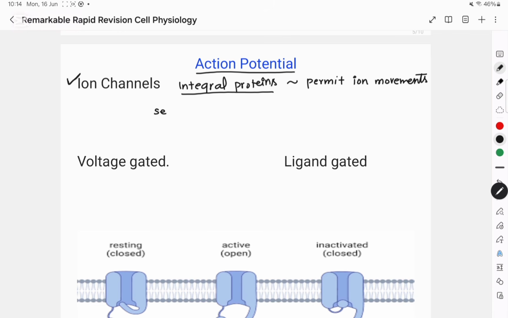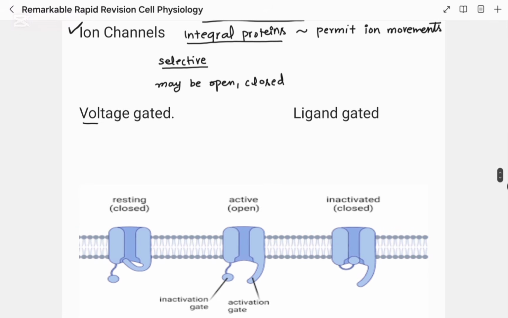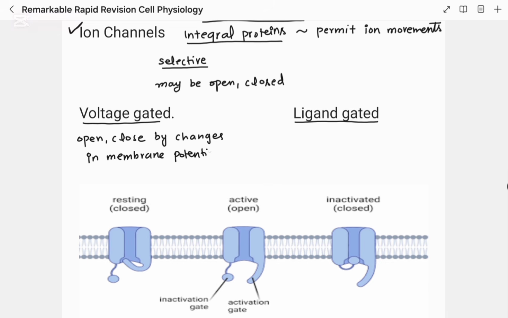These ion channels are highly selective. So these terms of voltage gated and ligand gated you will hear multiple times. So you need to understand that the voltage gated channels open or close by the changes in the membrane potential, while the ligand gated channels open or close by the interaction of certain hormones, neurotransmitters, or second messenger.